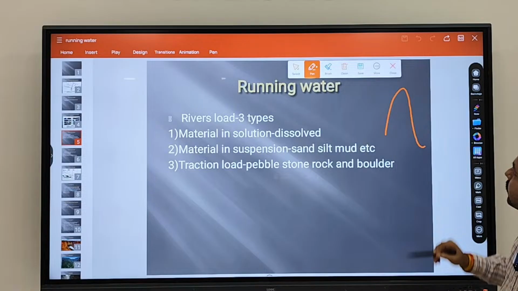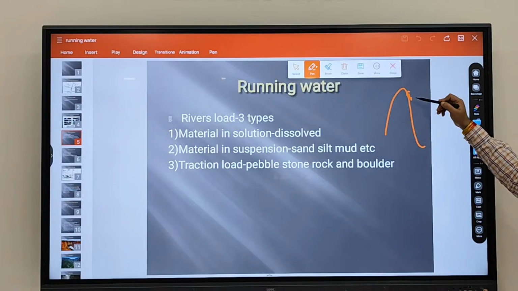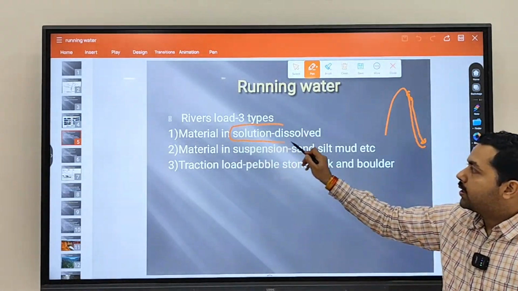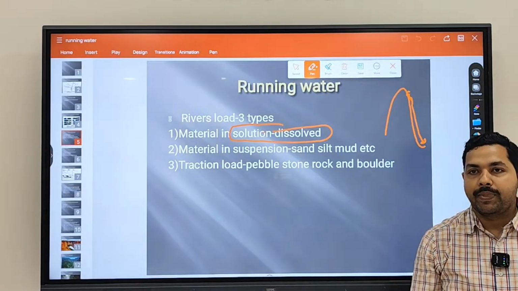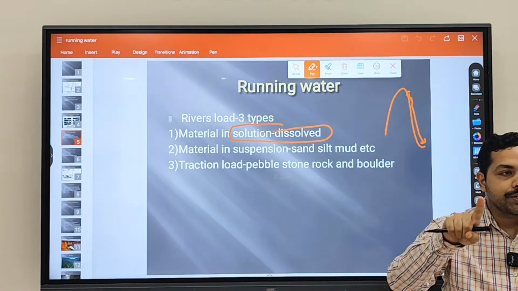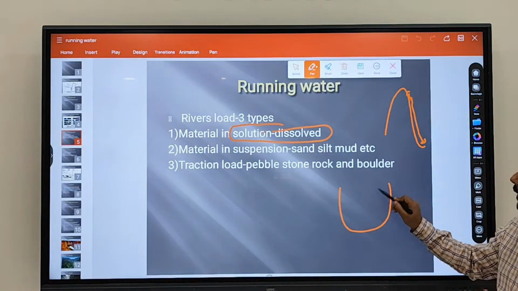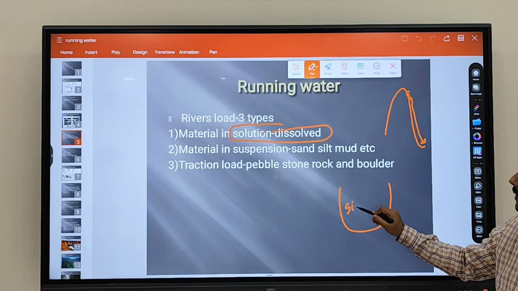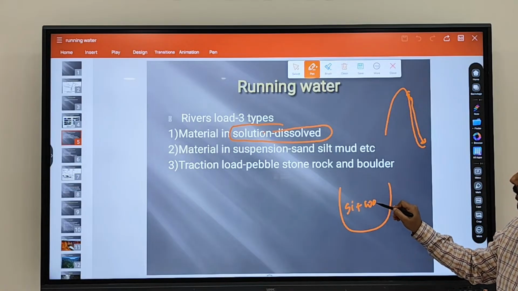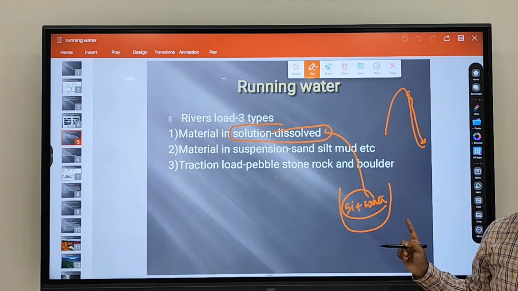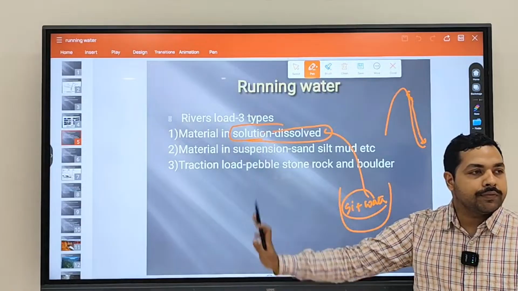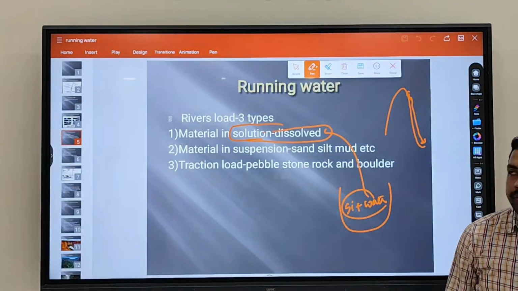So let's say this is a river originating from here. When the river is coming down, it can contain certain solution. Last class we discussed solution weathering. So solution means what? Homogeneous mixture. Let's say silicon dissolves in water. So silicon is fully dissolved in water, so silicon will be moving along with the water. So material in solution will be any minerals which get dissolved in water.